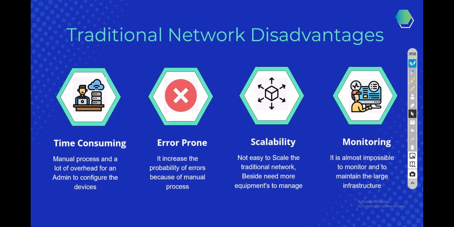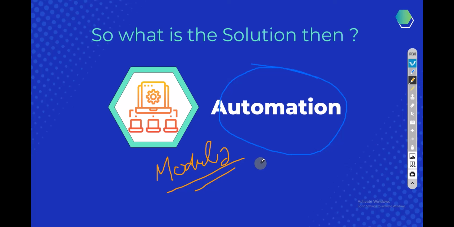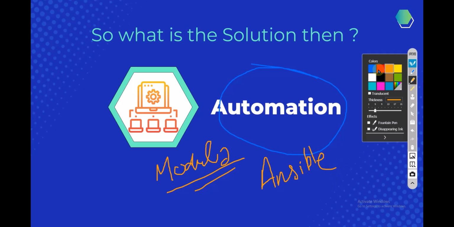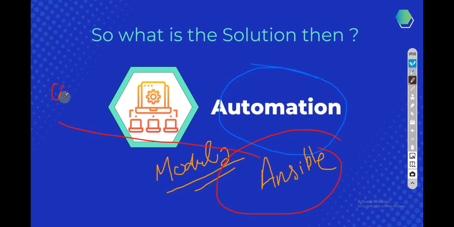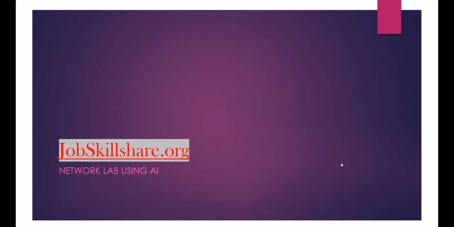So where does the solution lie? If I take you to the next slide, the solution lies in automation. So this is going to be our module number 2, where we are going to talk about automation with the help of Ansible. But again, I'm going to take help from ChatGPT. We are going to do the configuration step by step, as ChatGPT dictates to us, and with the help of that, we are going to configure our devices using the Ansible platform.